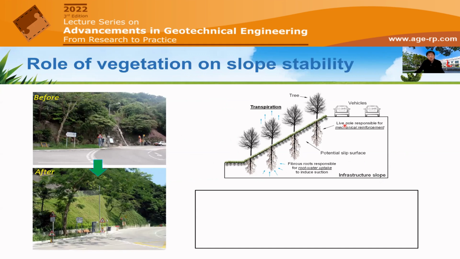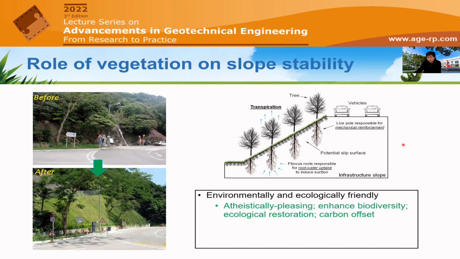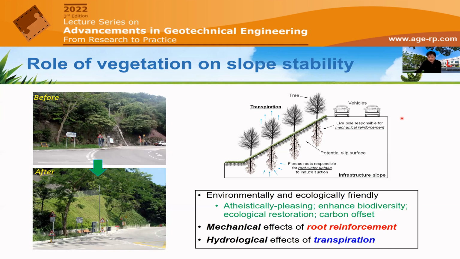So what is the role of vegetation on slope stability? Well, it's an environmentally and ecologically friendly approach, which gives a very aesthetically pleasing appearance on the slope. You could enhance biodiversity, increase ecological restoration, and importantly, offset some carbon. But from an engineering perspective, plants have some important functions for slope or soil stabilization. Broadly speaking, as I introduced earlier, we can say mechanical reinforcement. Basically, it's using plant roots to increase the shear strength of the soil, and the mechanical reinforcement has been studied quite a while in the literature.